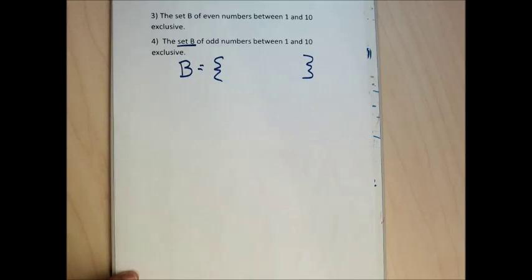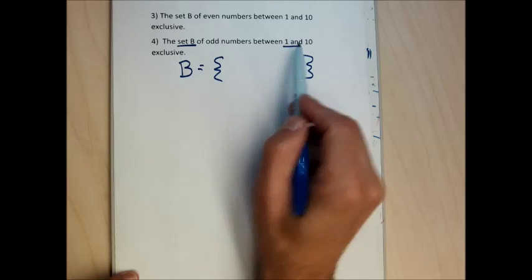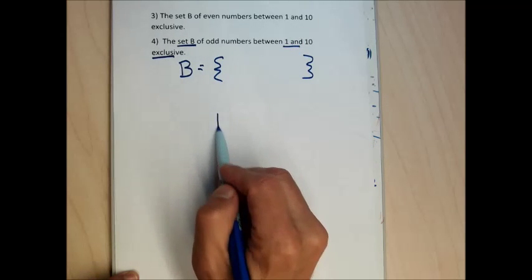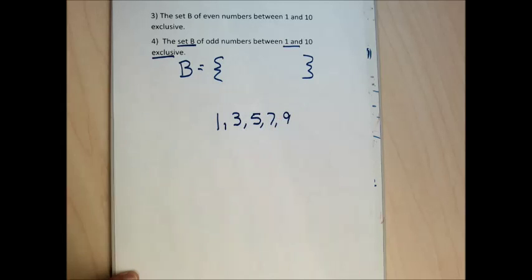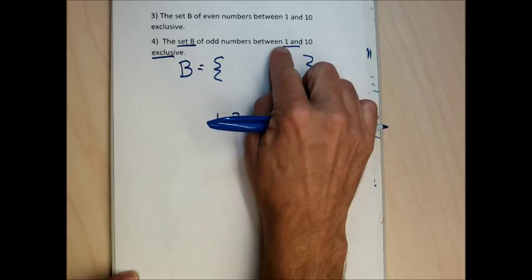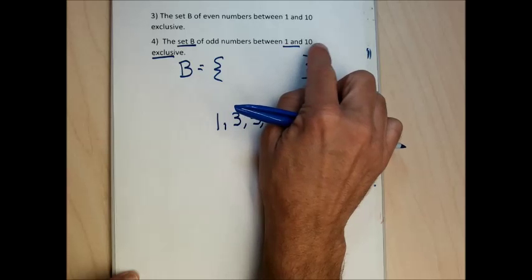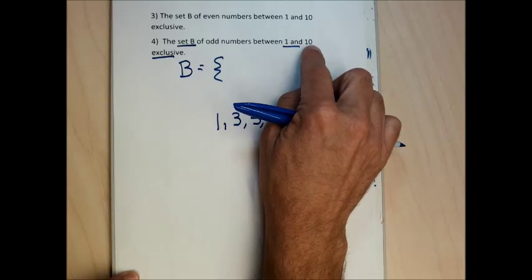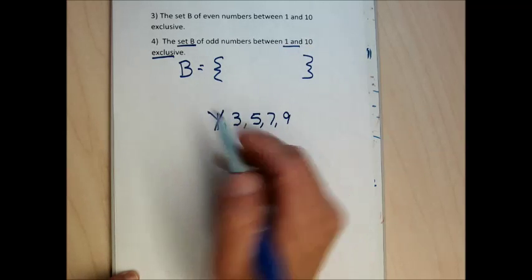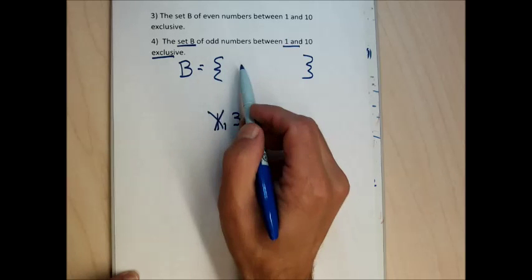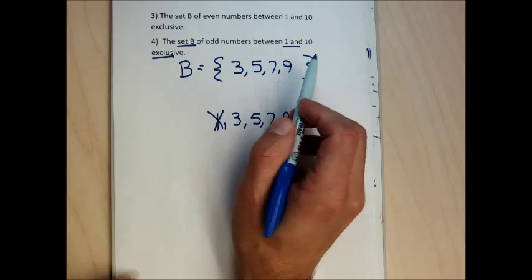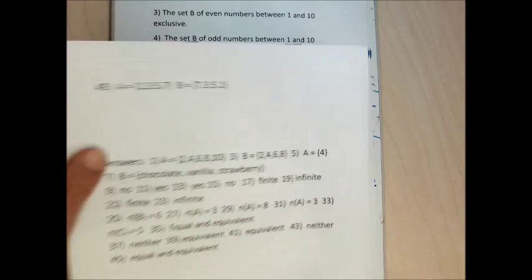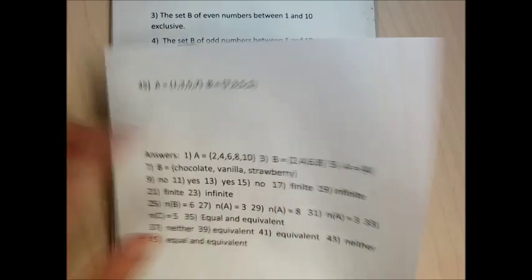And then inside my set needs to be odd numbers between 1 and 10 exclusive. Here's all the odd numbers between 1 and 10. And exclusive means don't include the first nor the last number. So I couldn't include the 1. I can't include the 10. I'm not going to include the 10 naturally because it's not an odd number. I'm also not going to include the 1 because of the word exclusive. My answer to problem 4 is going to be 3, 5, 7, and 9. So you should give problem 3 a go, and hopefully I have the right answer there.